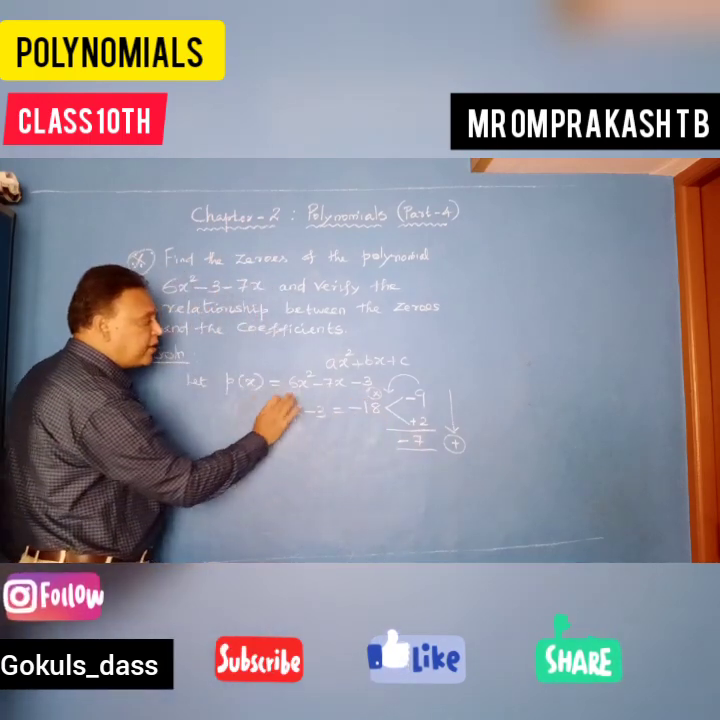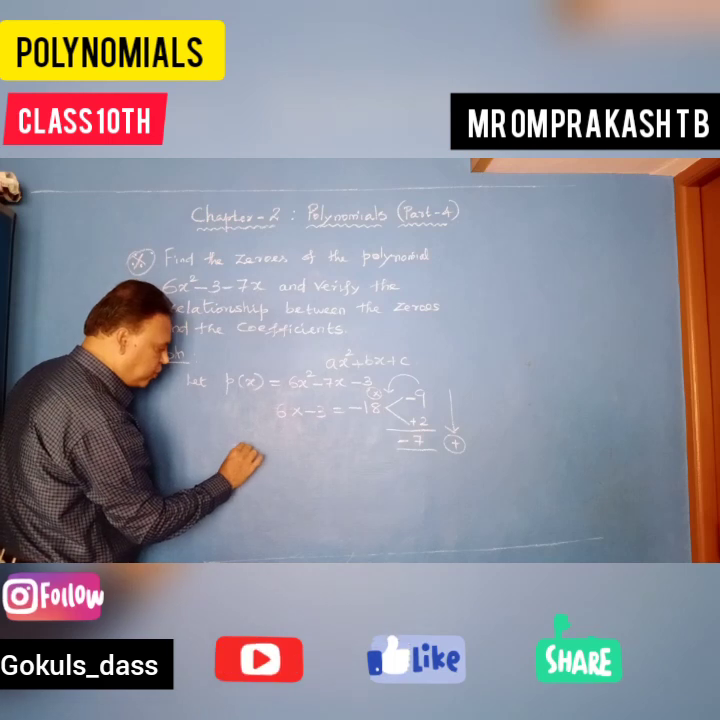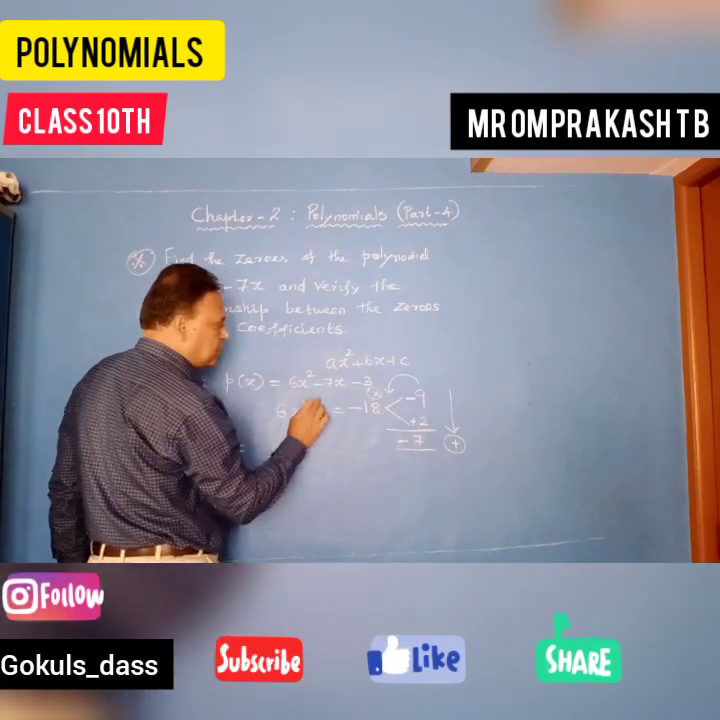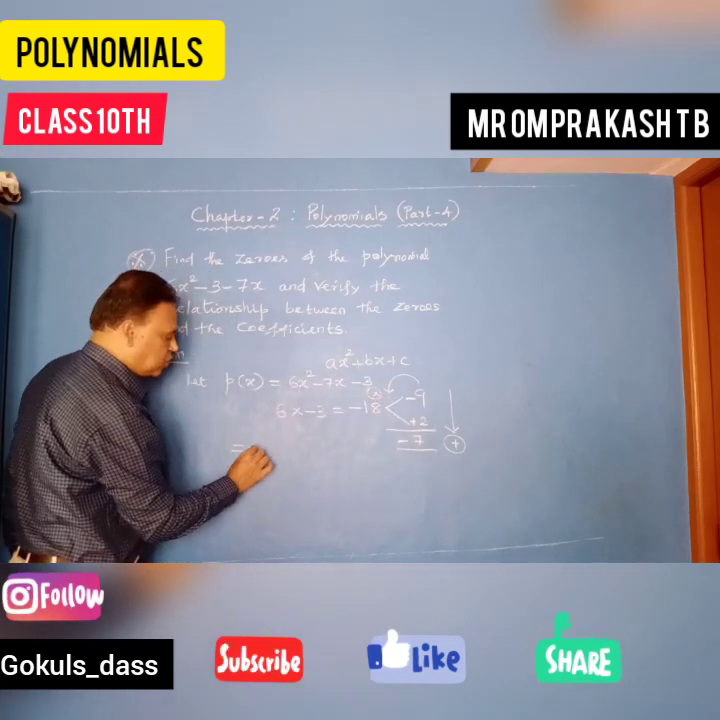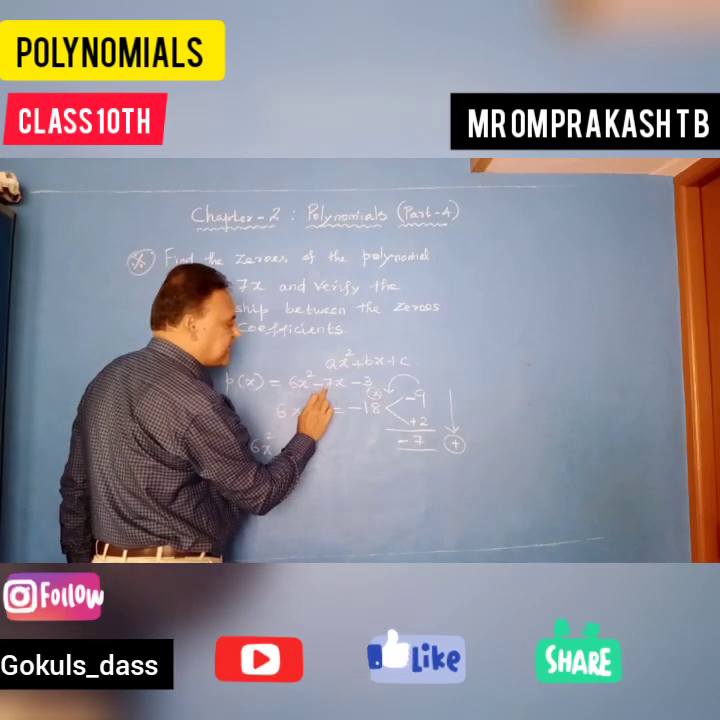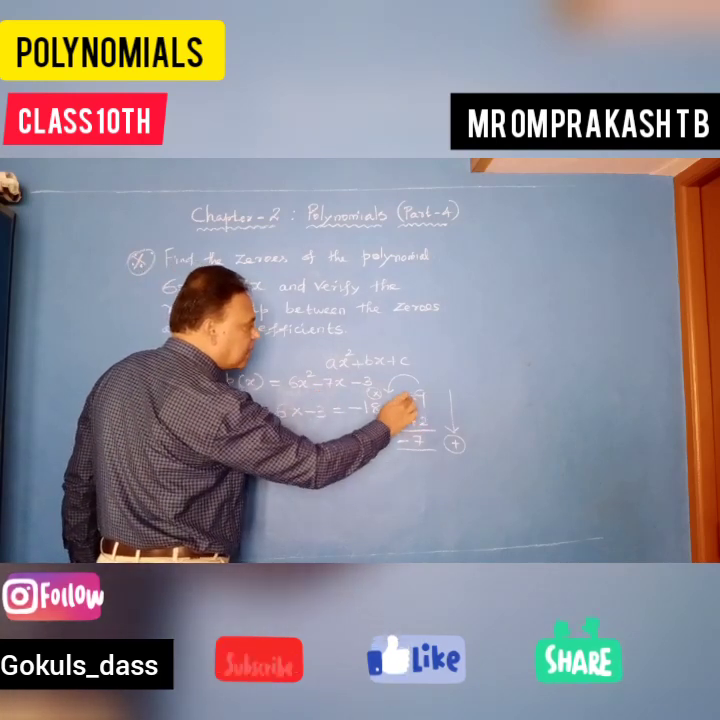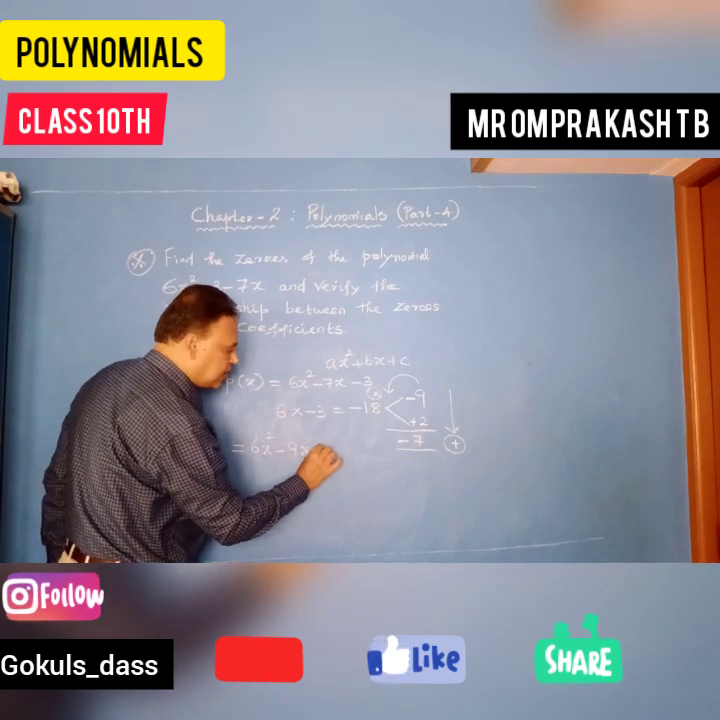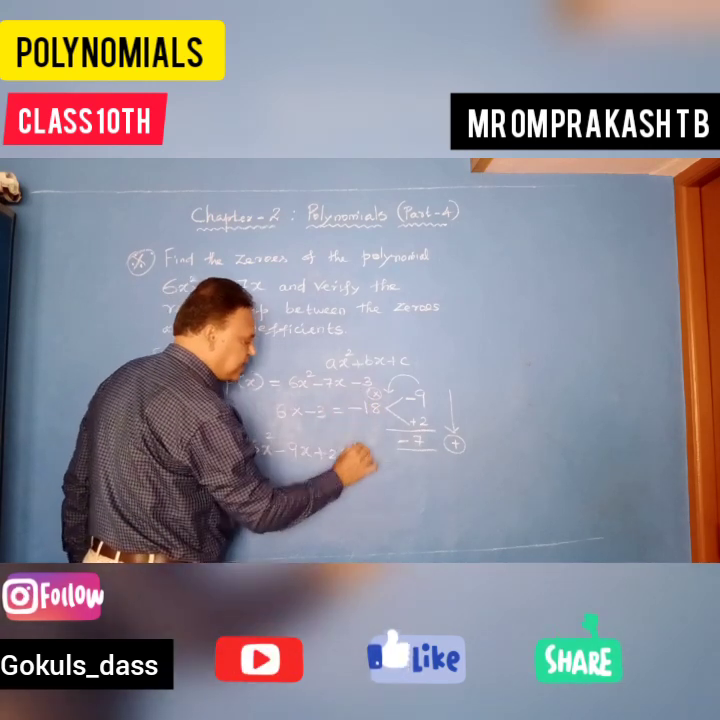Clear? Now you can split into two terms. The middle term is split into two terms using these factors. So 6x squared minus 7x can be written as 6x squared minus 9x plus 2x minus 3.